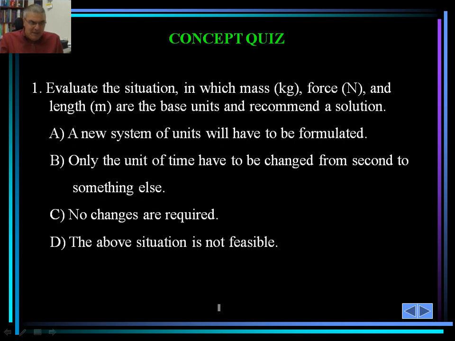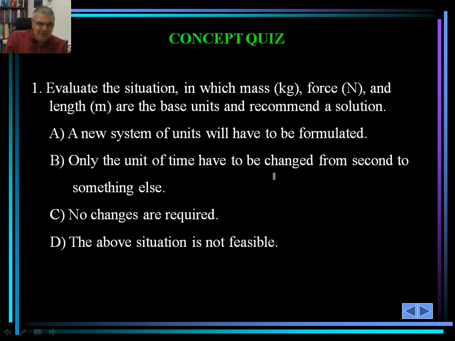So let's quiz ourselves. Evaluate the situation in which mass in kilogram, force in Newton, and length are the base units, and recommend a solution. The system units will have to be formulated. Only the unit of time has to be changed from second to something else. No change is required. The above situation is not feasible. As you can see, this is in metric units, so this is a metric system. Mass is in kilogram, Newton is force, and length is in meter. So none of those changes are required, or the above situation is not feasible.